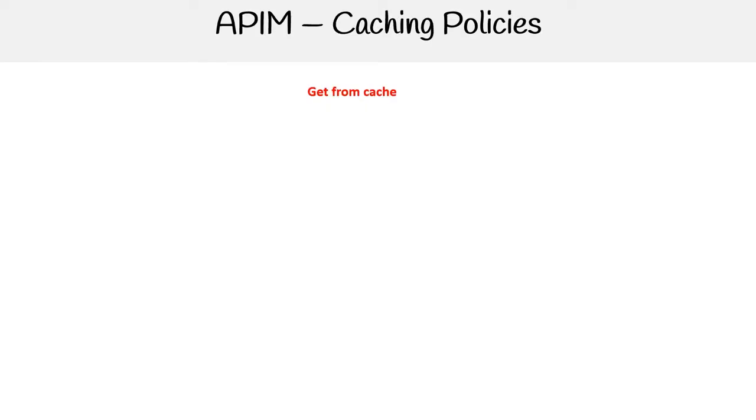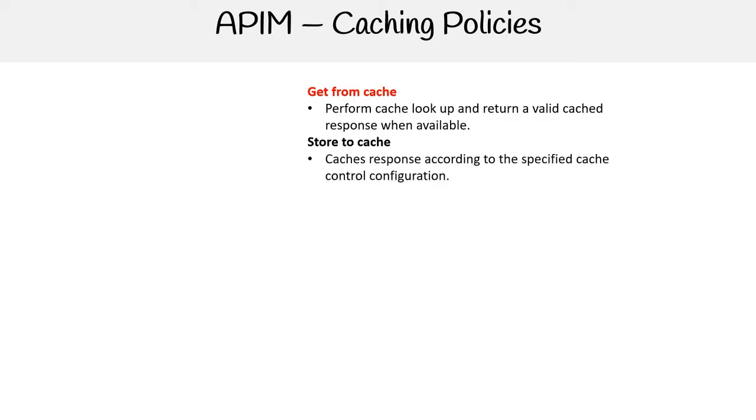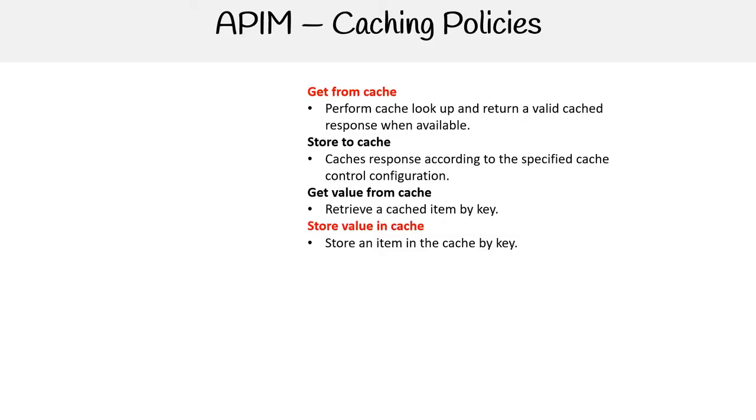Caching policies, so get from cache. Perform cache lookup and return a valid cache response when available. Probably a very popular policy to be used. Store to cache, cache response according to specified cache control configuration. Get value from cache, retrieve a cache item by key. Store value in cache, store an item in the cache by key. Remove value from cache, remove an item in the cache by key.